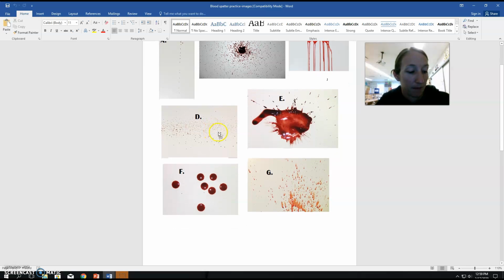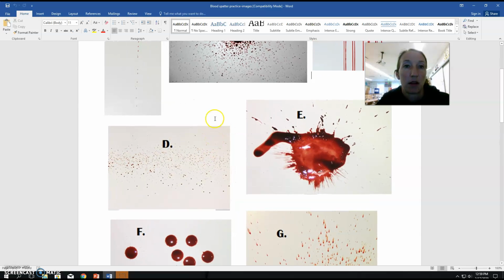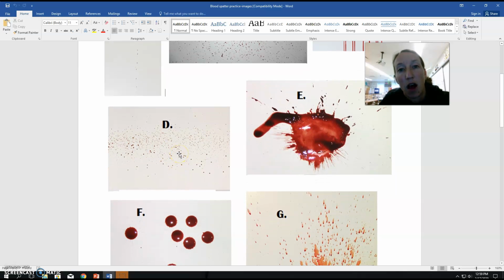All right, D, we can zoom in here a little bit more. D is your high velocity impact spatter. These blood drops are less than 1 millimeter, and they traveled up to 100 feet. All right, E: this is an example of low velocity impact spatter. This blood droplet is larger than 3 millimeters. Once again, you see good spines, and you can even see some satellite spatter.